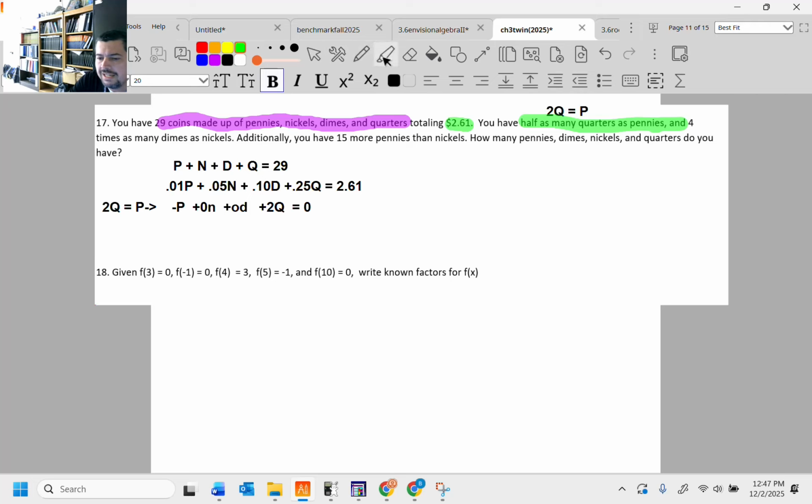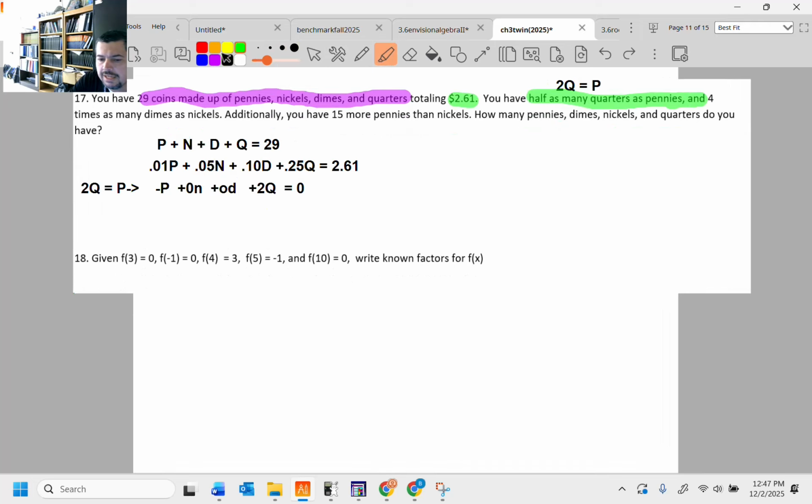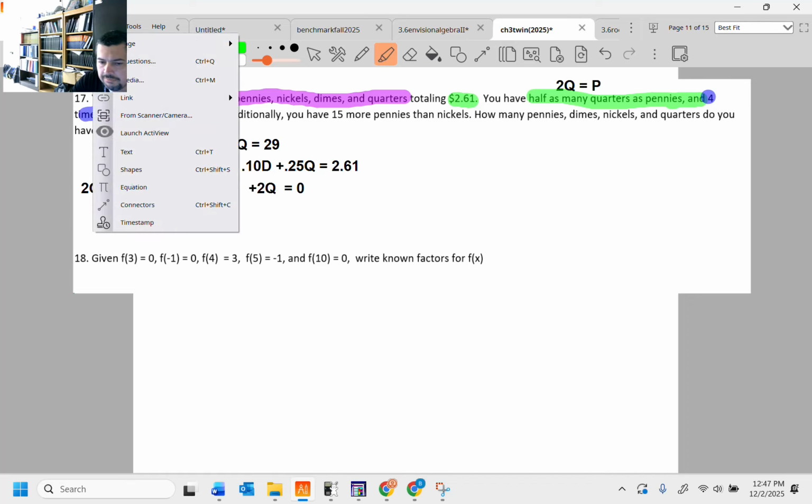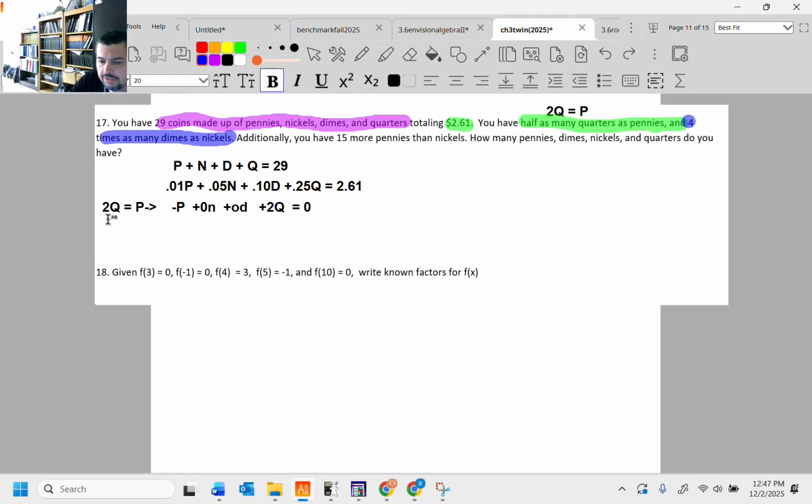You have 4 times as many dimes as nickels. See that? 4 times as many dimes as nickels. I know how that reads. The correct equation is not 4D equals N. The correct equation is D equals 4N, because you have to multiply the number of nickels by 4.